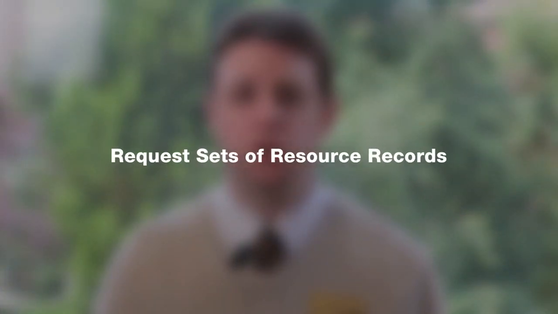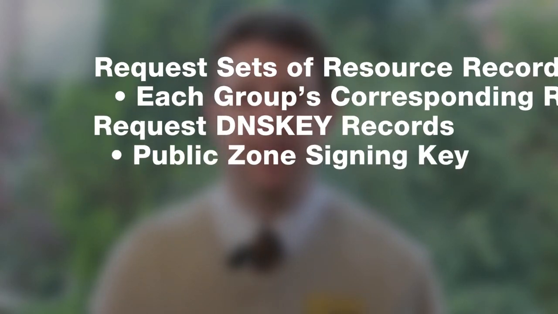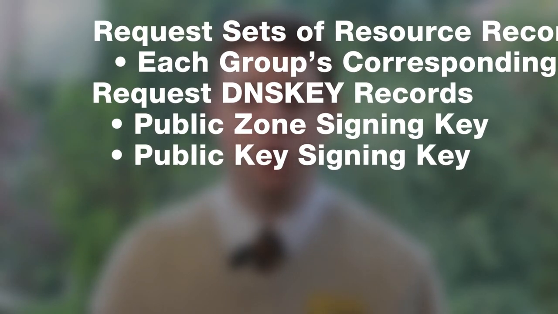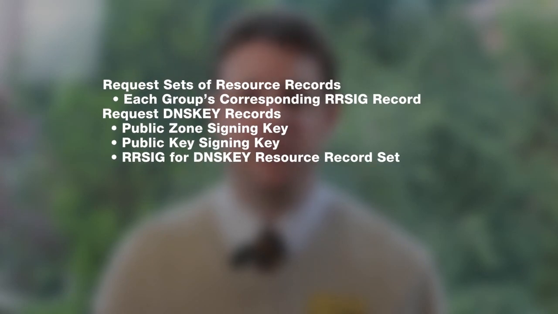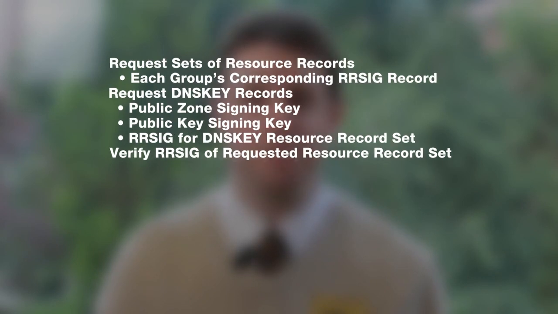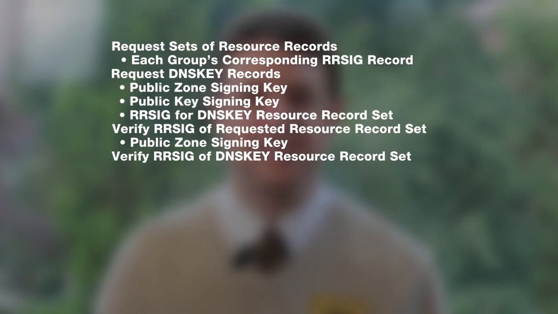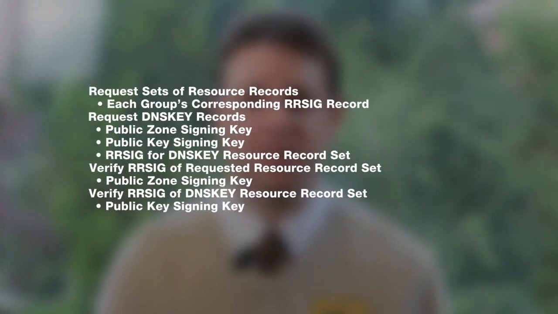DNS key records. So the RIT DNS server will request the sets of resource records, which also returns each group's corresponding RRSIG record, request the DNS key records containing the public zone signing key and the public key signing key, which also returns the RRSIG for the DNS key resource record set, verify the RRSIG of the requested resource record set with the public zone signing key, verify the RRSIG of the DNS key resource record set with the public key signing key.